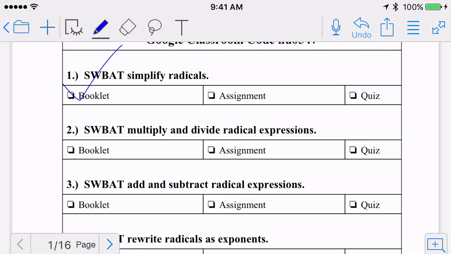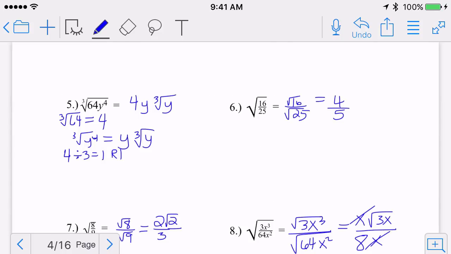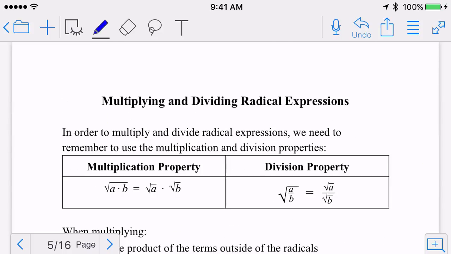How's it going, everybody? Today we are multiplying and dividing radicals. So, hop over to that page. Should be page 4 for you. Multiplying and dividing. So we need to go back to those rules that we used in the last lesson, the multiplication property and the division property for radicals.